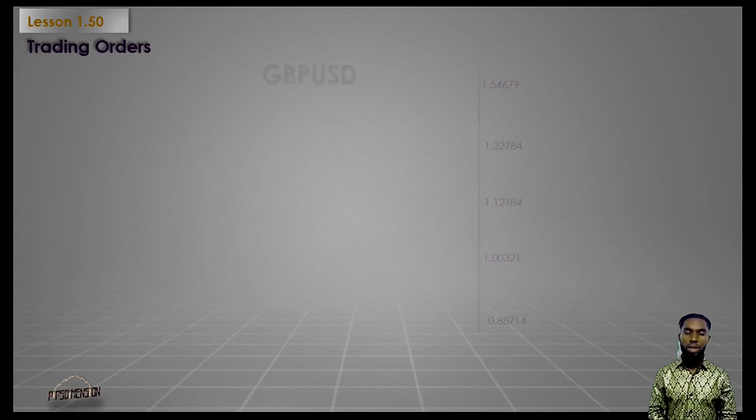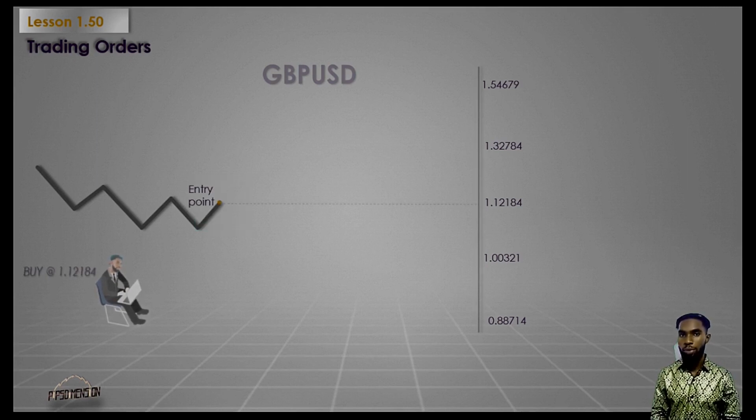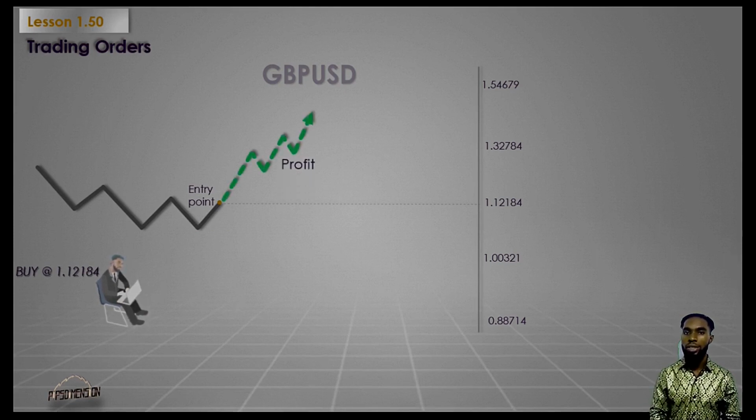For example, as a trader, you've made a trading analysis on the Great British Pound US dollar, and maybe you realize the Great British Pound is going to rise in value against the US dollar. So what you have to do is place a buy order on the Great British Pound USD pair at maybe 1.12184. That is your entry point. This is a buy order, so you'll be making some profits as the price rises above your entry point, but you'll be making some losses as the price falls below your entry point.